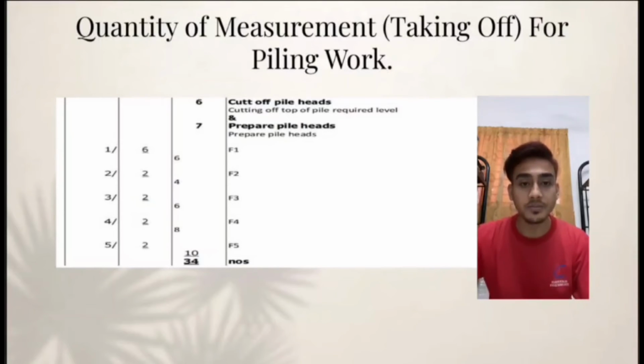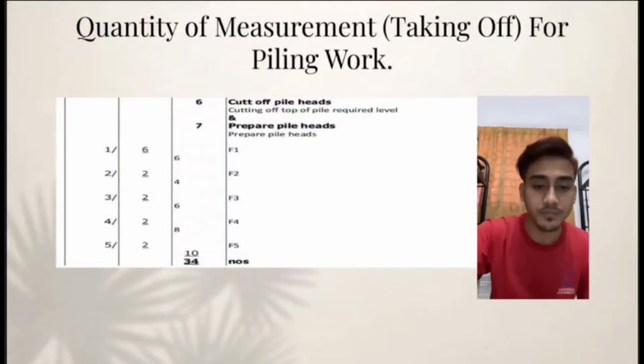Then number 6 is cut off pile head, cutting off the top of the pile to the required level. And the last one, number 7, is prepare pile head. After we calculate, we get 34 nos for prepare pile head.